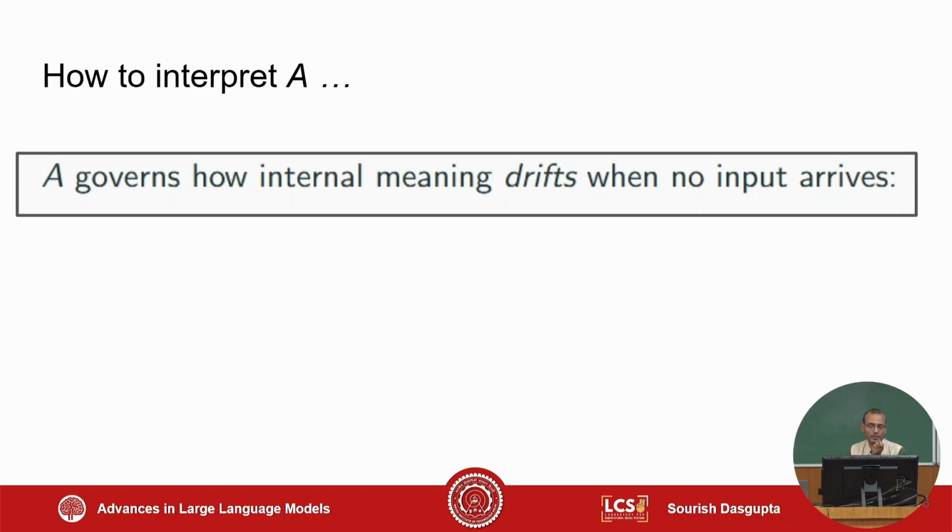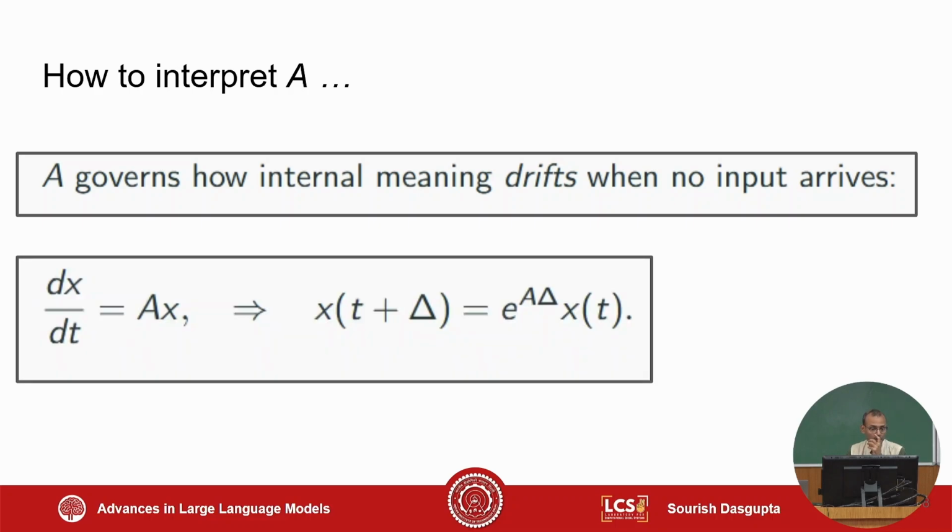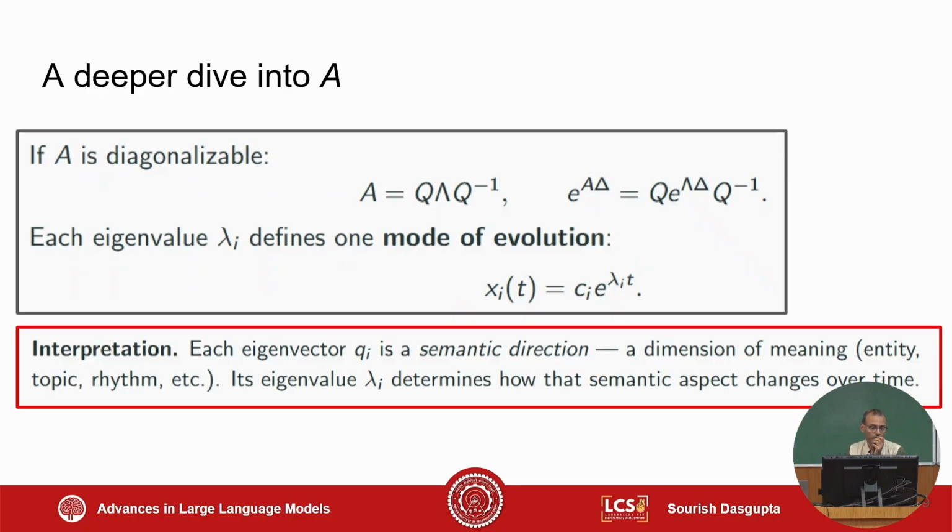So A governs how internal meaning drifts when no input arrives. Now it can be a decay, it may not necessarily be a decay. So that's what we are going to see. This is what we have seen so far. Now imagine that A is diagonalizable, which means you can do an eigen decomposition of the matrix A. A is a matrix, right?